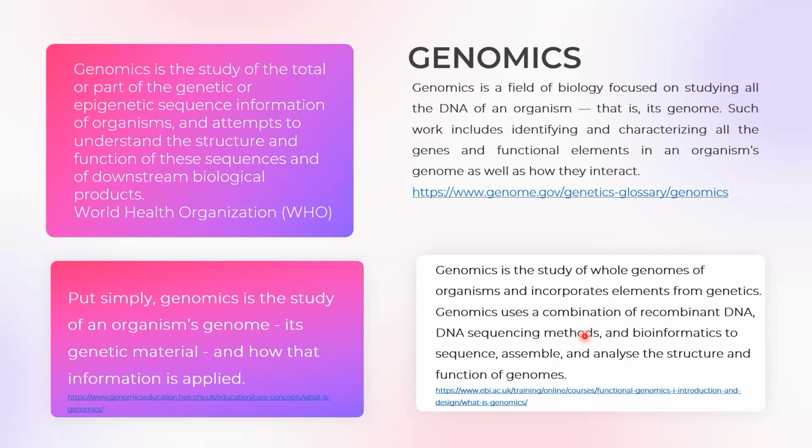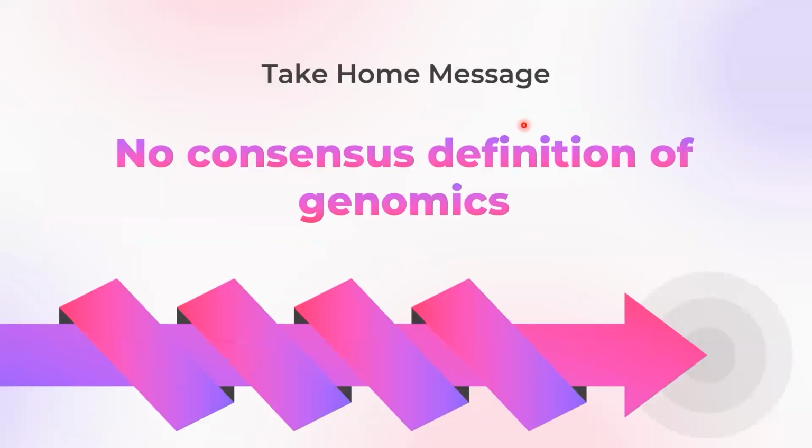There is a definition from the European Bioinformatics Institute, which defines genomics as the study of whole genomes of organisms, and incorporates elements from genetics. Genomics uses a combination of recombinant DNA, sequencing methods, and bioinformatics to sequence, assemble, and analyze the structure and function of genomes. You can see diversity again, and everybody has defined this as per their requirement. Once again, we are left with the take-home message: no consensus definition of genomics.